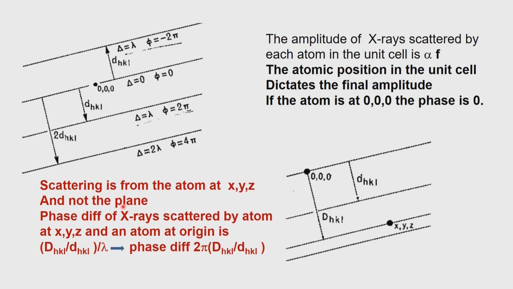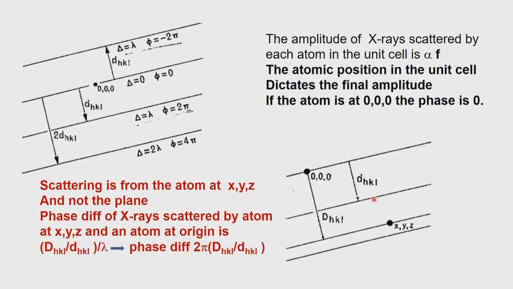So, if that is the case, then what I have written will happen. Scattering is from the atom and not the plane, we know that very well now. So, consider the phase difference of X-ray scattered by an atom at XYZ and an atom at the origin. Suppose there is an atom at 0 0 0 and another atom at XYZ. For the atom at 0 0 0 there is no problem because the phase is 0. The atom at XYZ now will have a path difference of D of HKL. This is where the atom is located, and this is where the plane is located. So, we are actually now calculating, wherever the atom may be, it does not matter, the contribution of that atom to the plane, because we are actually getting the experimental measurement in terms of the planes.